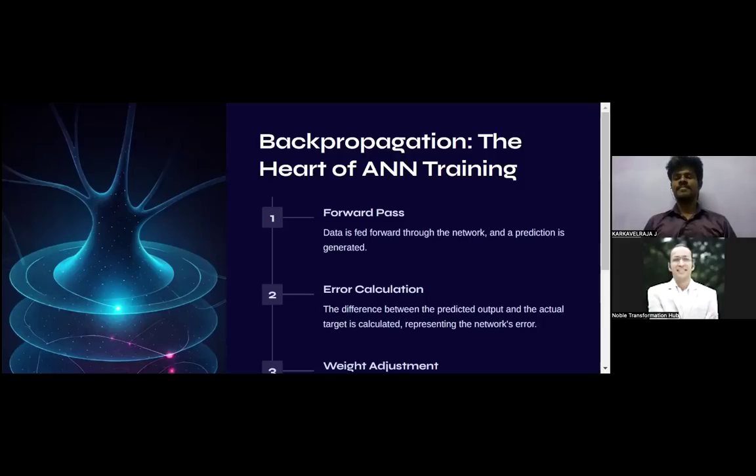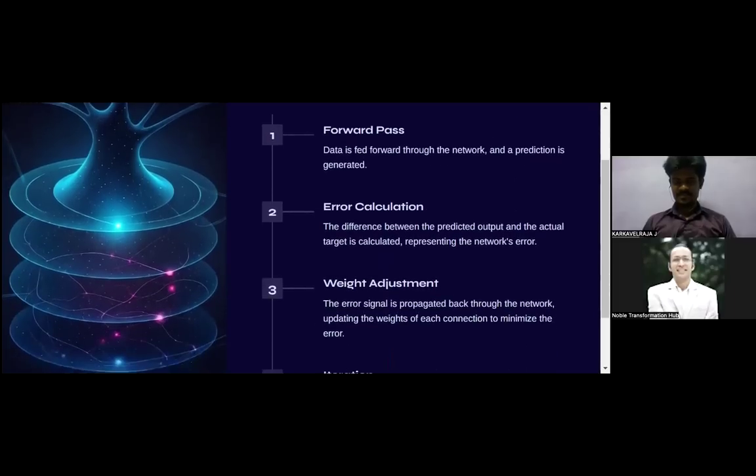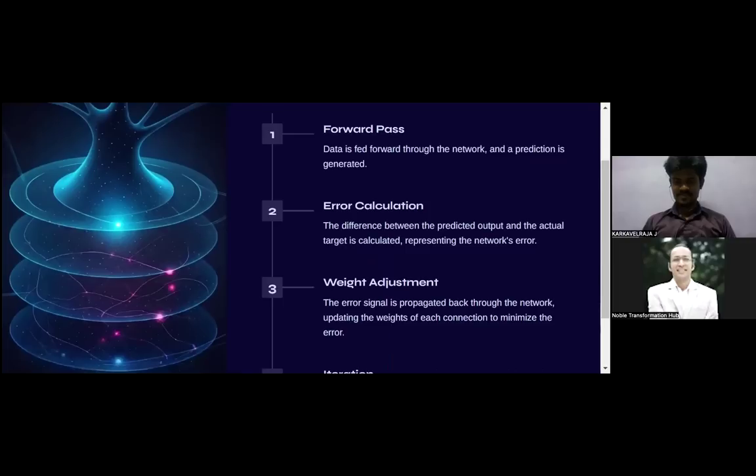The backpropagation, the heart of ANN training, guys. These are very important concepts. You have to understand it. Forward pass: data is fed forward through the network. You can understand by the word. Always focus: 90% of the meaning is in the words. If you deeply understand the meaning of the words, and then use the context, you will have 100% understanding of what it is. So forward pass, data is fed forward through the network and a prediction is generated.